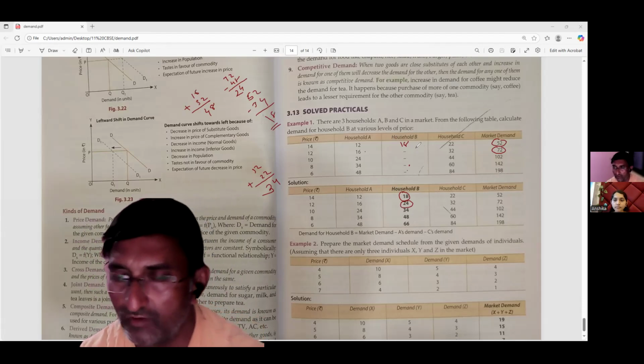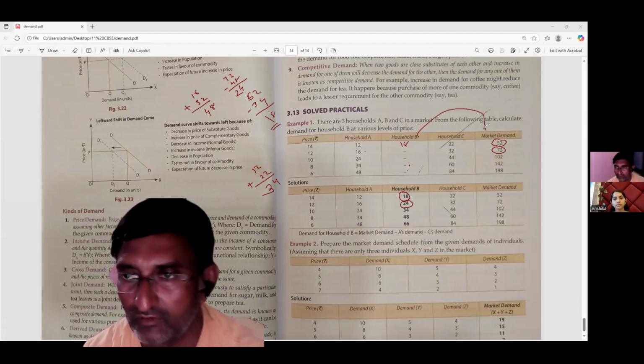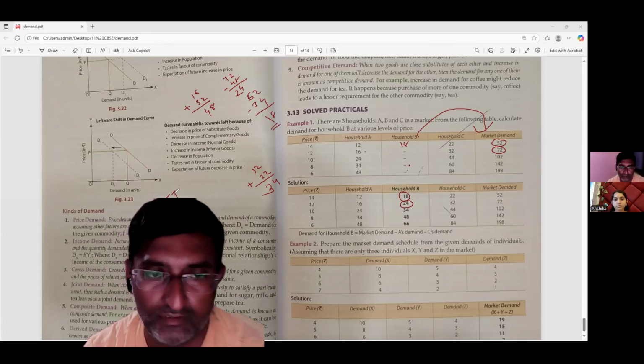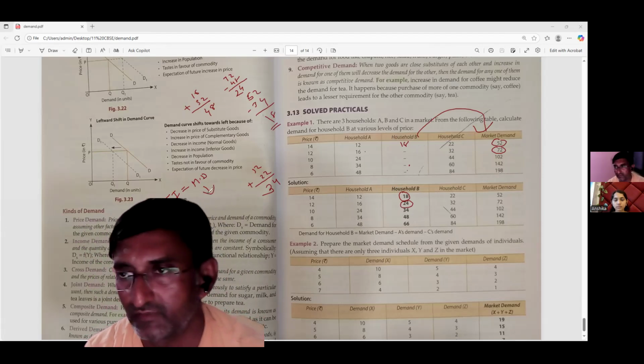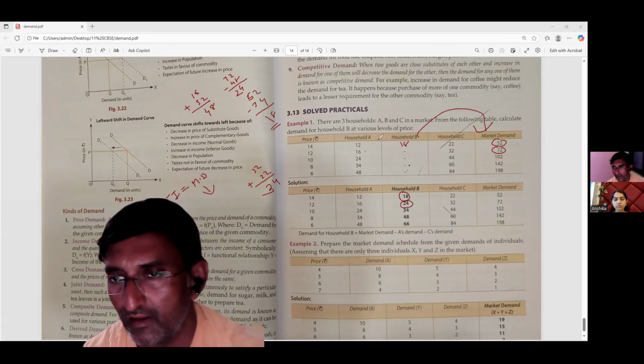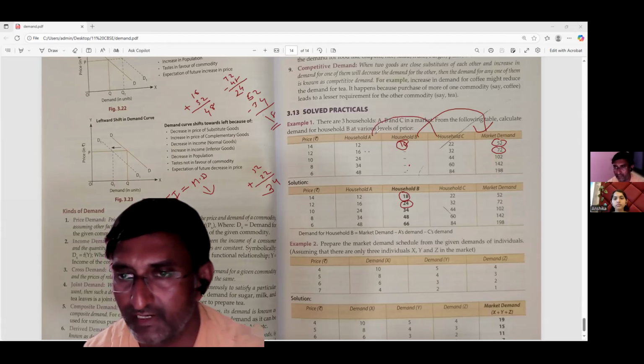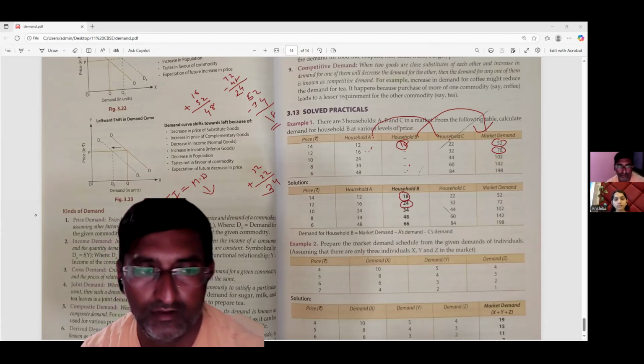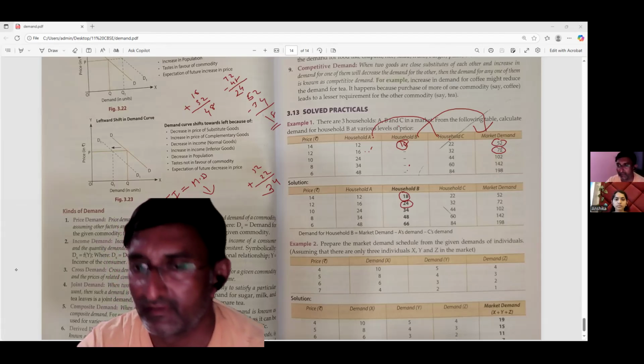How is it possible to find this on the basis of market demand? What is the market demand? Total individual demand is equal to market demand. So the market demand is given, but one individual demand is not given, while two individual demands are given. So just add the two individual demands and subtract from the market demand. So it comes as your answer for the individual demand of B.